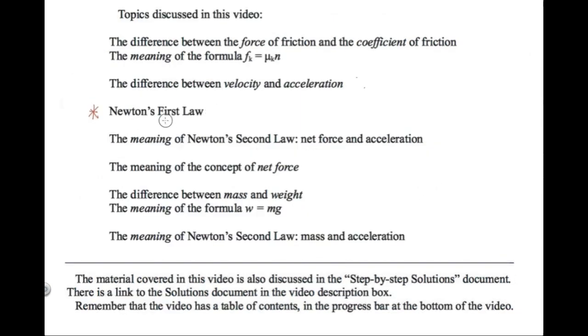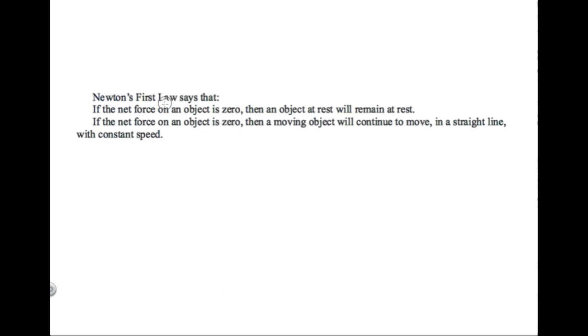Now let's discuss Newton's first law. Newton's first law says that if the net force on an object is 0, then an object at rest will remain at rest. And if the net force on an object is 0, then a moving object will continue to move in a straight line with constant speed. The surprising part of Newton's first law is that if the net force on an object is 0, then a moving object will continue to move in a straight line with constant speed.